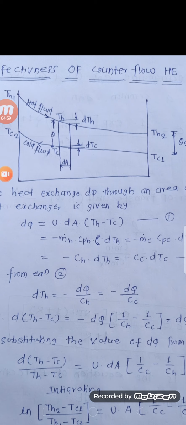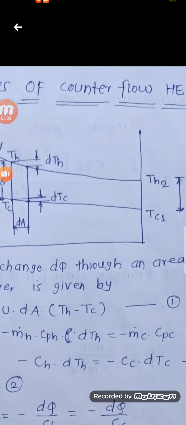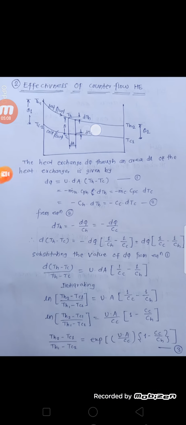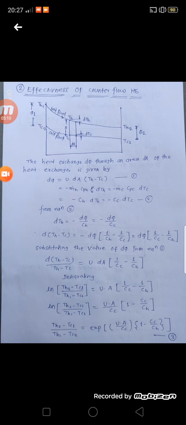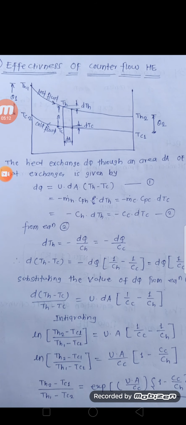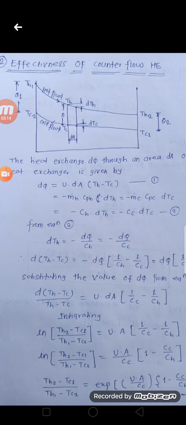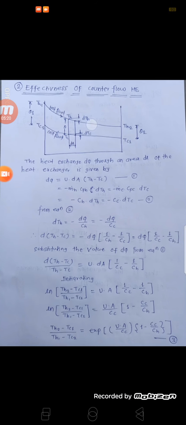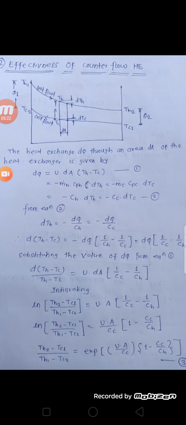Similarly, for the temperature of the cold fluid, this is the direction of the cold fluid. In the direction opposite to x, the temperature increases, but along the x direction, the temperature reduces. Because of that, along the x direction we have to take the negative sign.